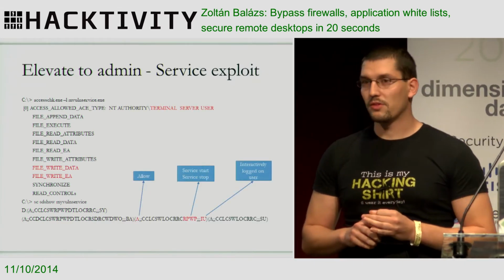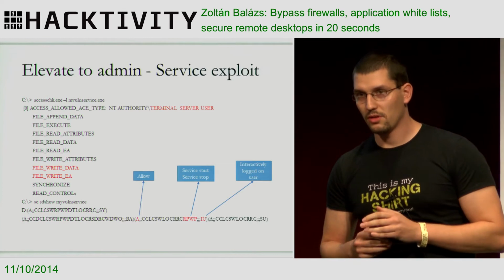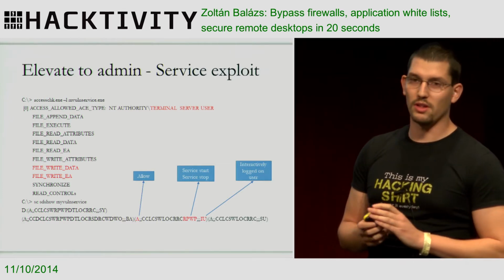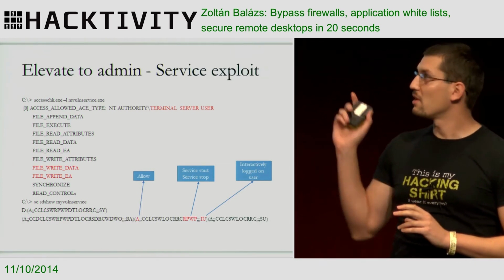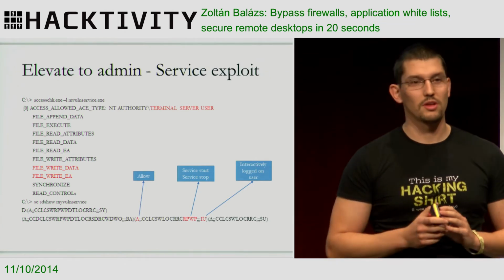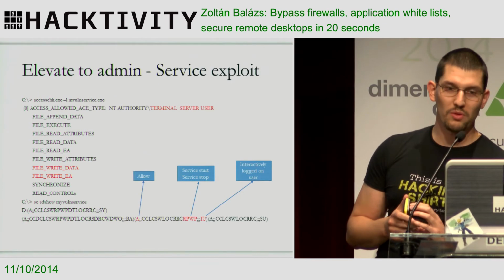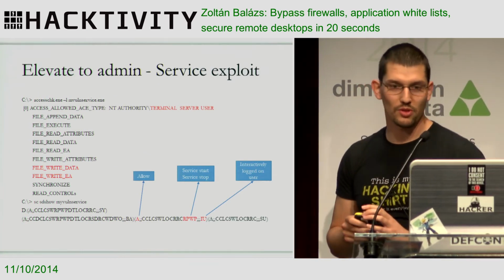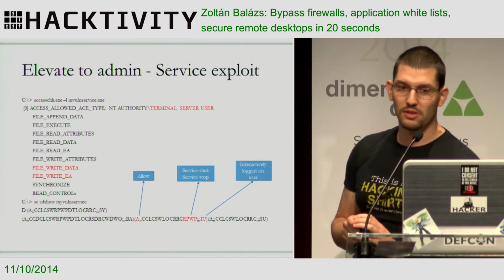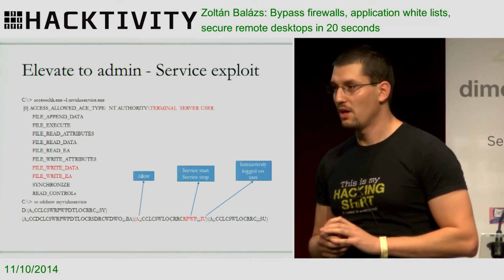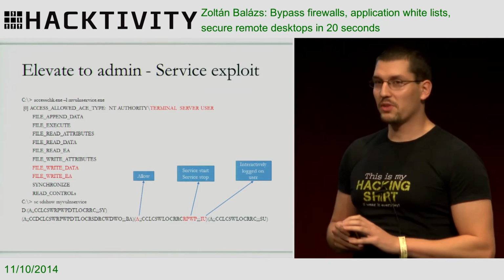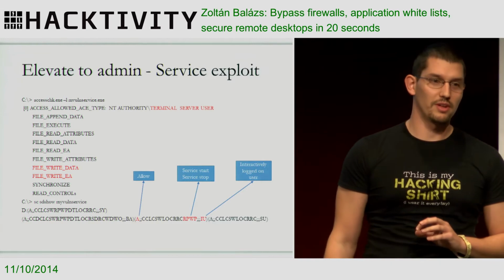Yeah. Sometimes Microsoft is not very user-friendly, so this is how you should read the output. So the A is allow, the RPWP is service start, service stop, and IU is interactively logged on user. It took me some time to figure out what is really written there.